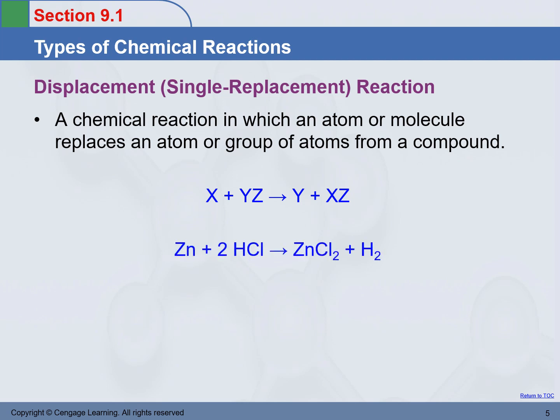An example: zinc reacts with hydrogen chloride to produce zinc chloride and hydrogen. Hydrogen is replaced out by zinc. So zinc now takes the position of the hydrogen combined with chloride ion. Hydrogen is out. Hydrogen doesn't stay as hydrogen atoms. It stays as hydrogen molecule, which is H2.